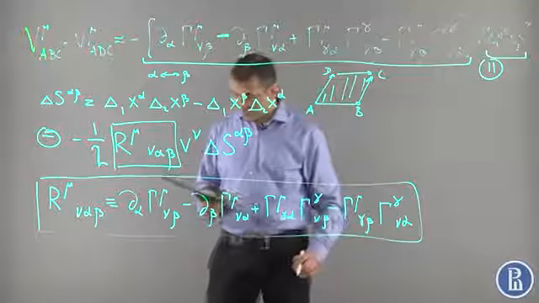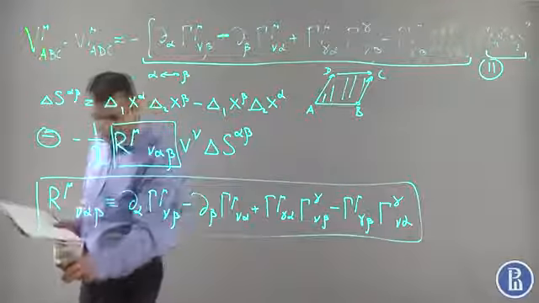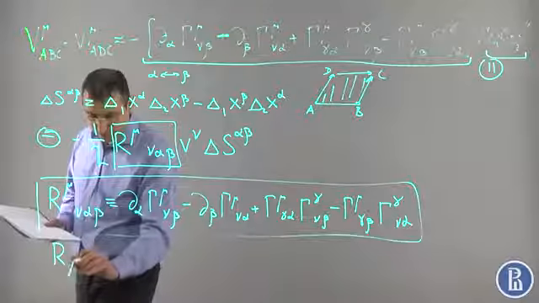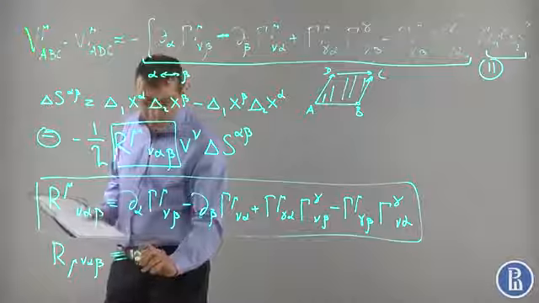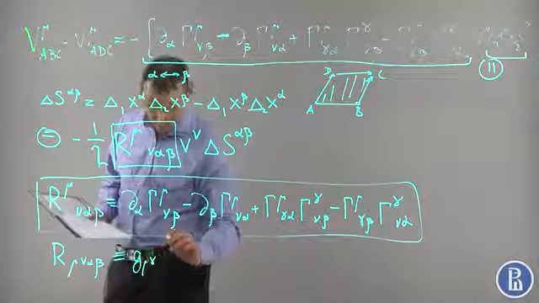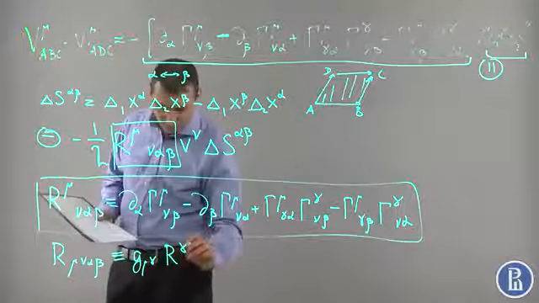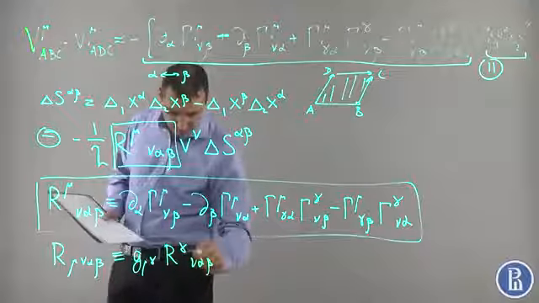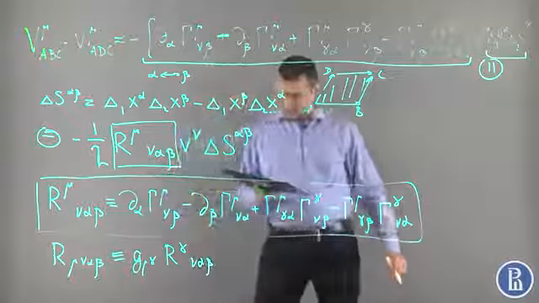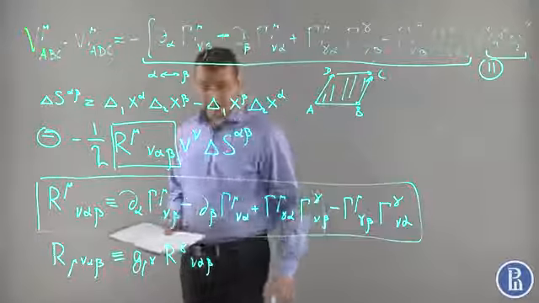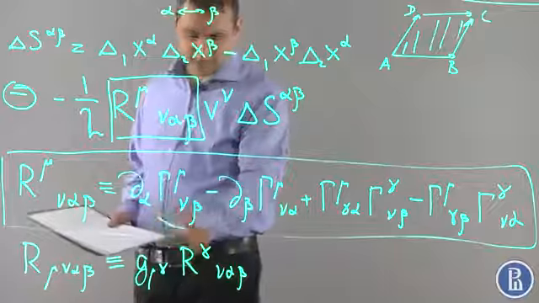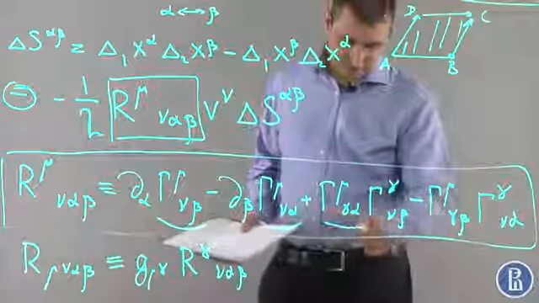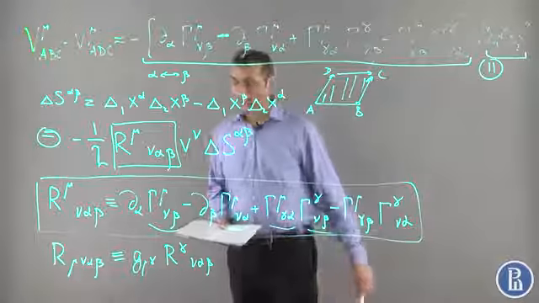One frequently uses also a different expression for it, when we use all lowercase indices. So this is just g_{μγ} R^γ_{ναβ}, with lowercase indices. This is nothing but the curvature for this connection.